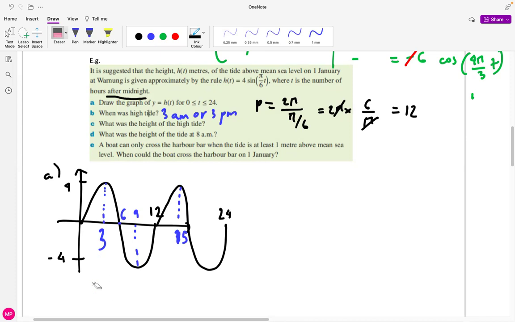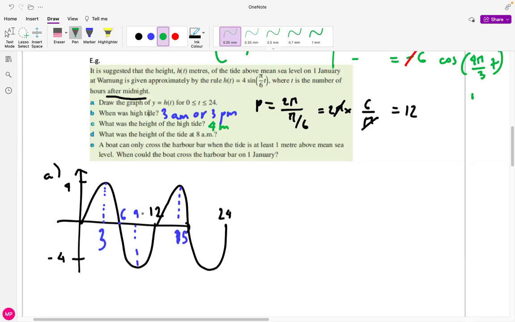All right. Now, question C. What was the high tide? The height is just 4 meters. Now, question D. What was the height of the tide at 8 a.m.?